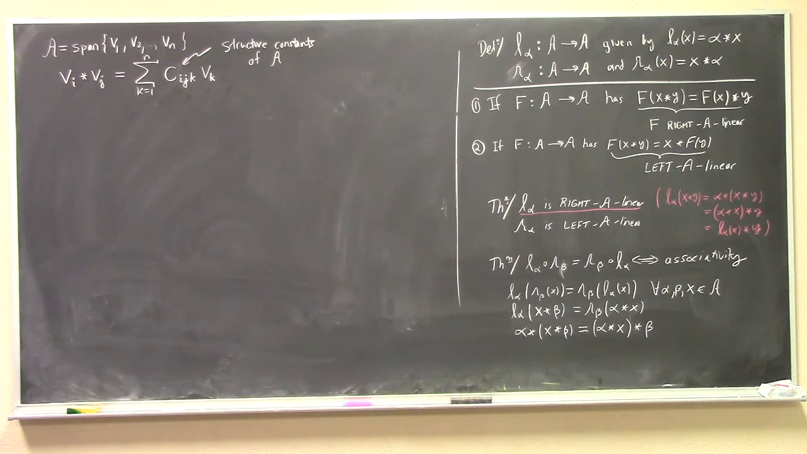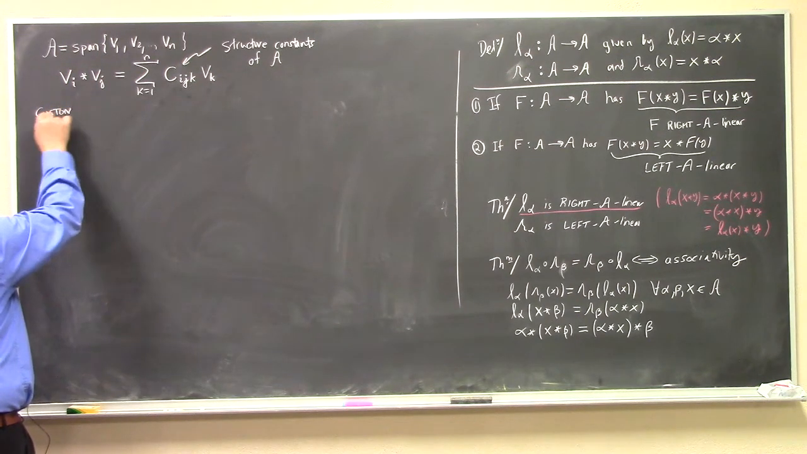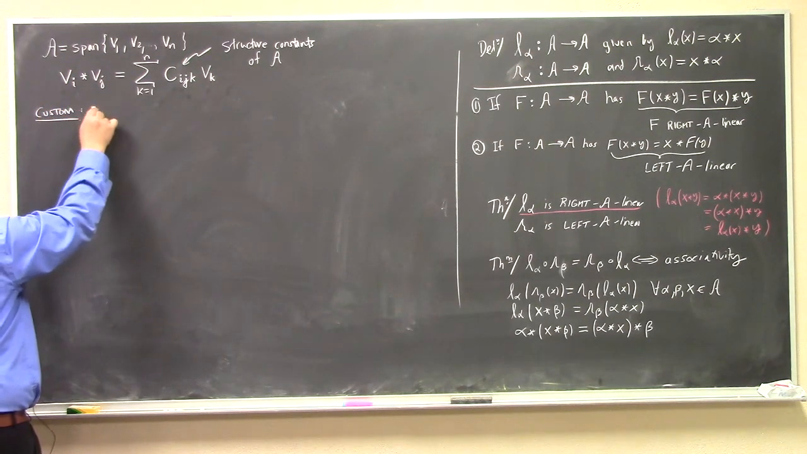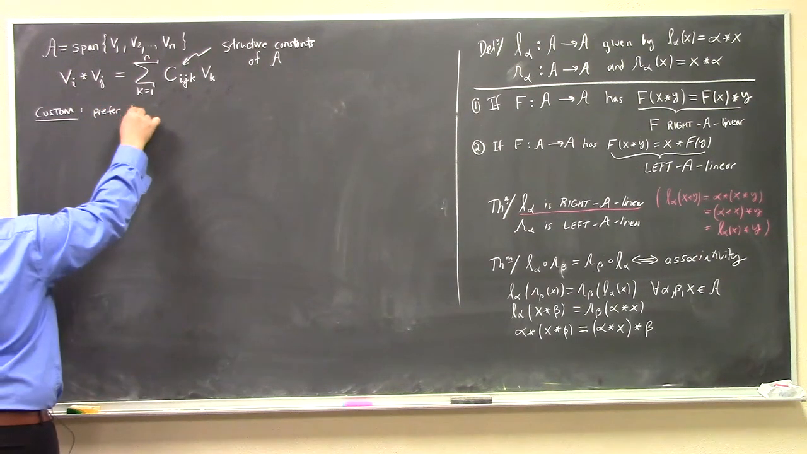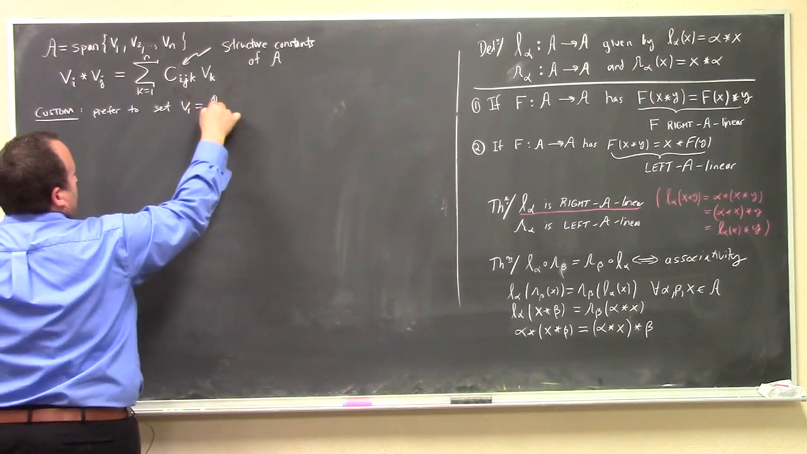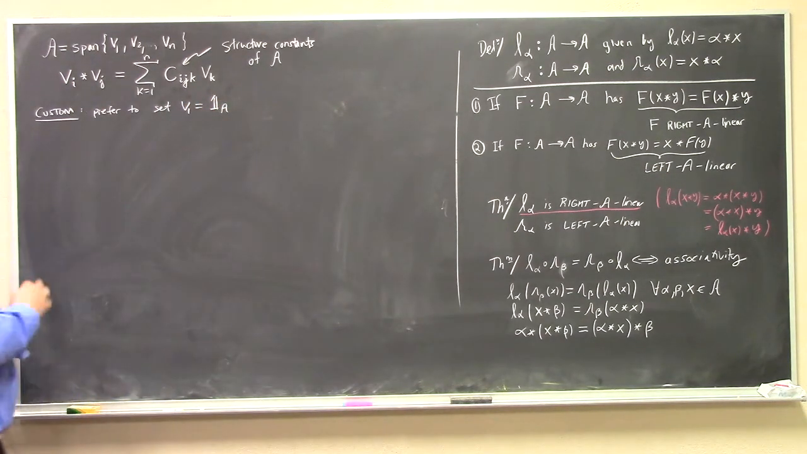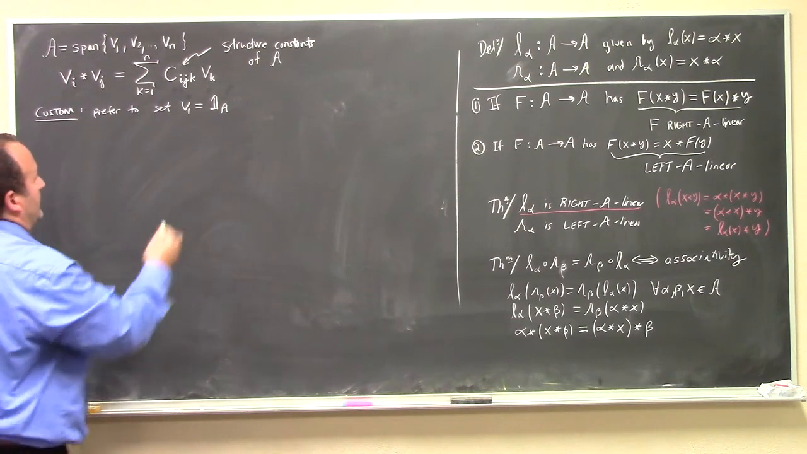Okay. One of our customs, in as much as we can, is that we prefer to set v_1 equal to the identity in the algebra. That's not always possible, but when it is possible, it makes results nicest.